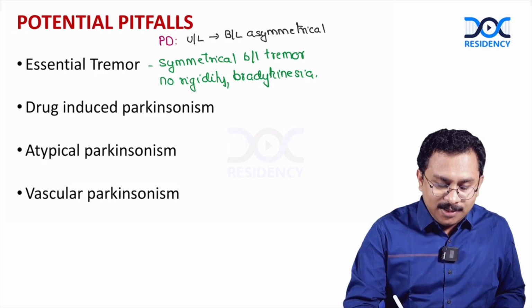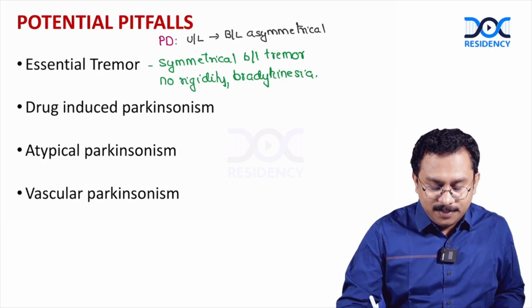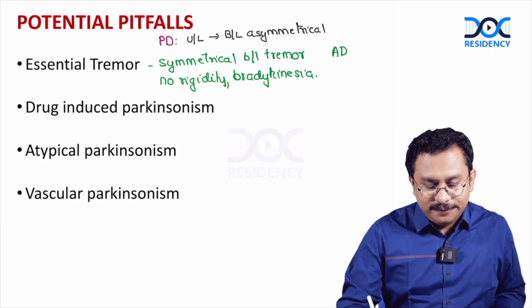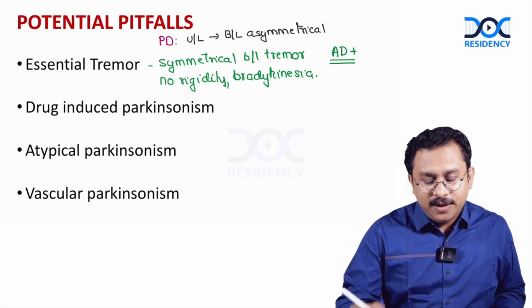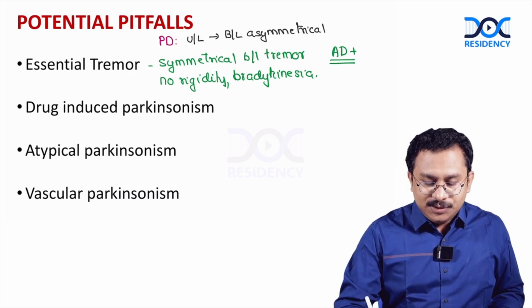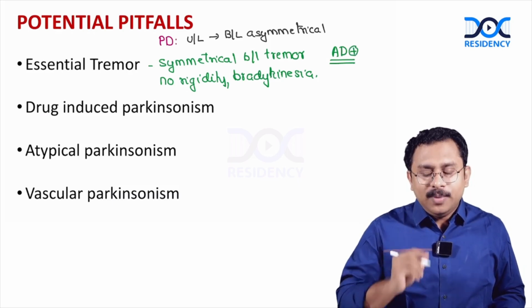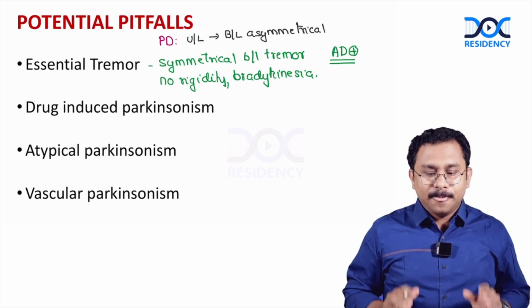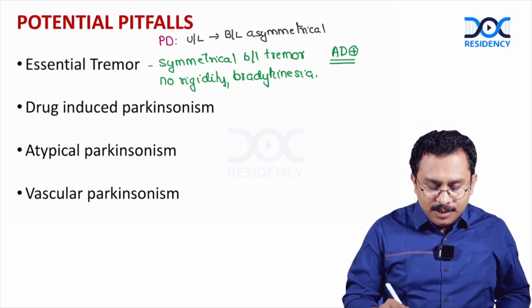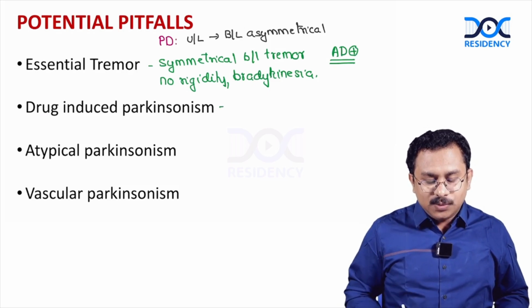And what is the pattern of inheritance of essential tremor? There is often a family history in almost 50% of patients, and it is usually an autosomal dominant pattern of inheritance. Very important. Now, next is drug-induced Parkinsonism.